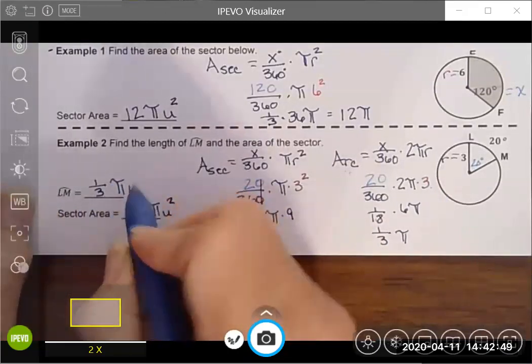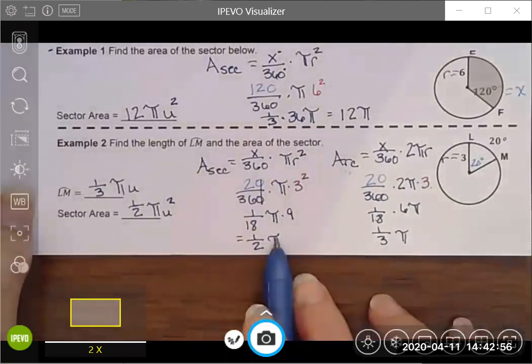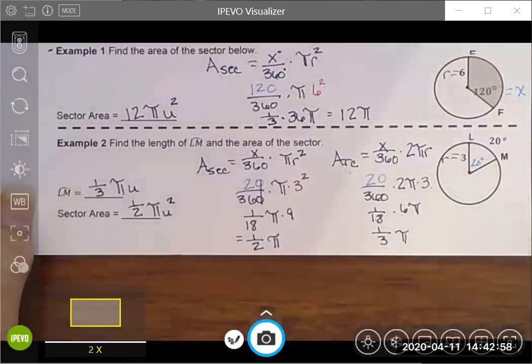And I know that this is a linear measure, so it's just units. You could also write this as pi over 3. Those are equivalent forms. They both work.